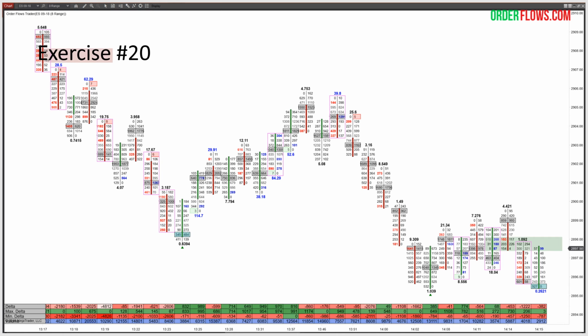Alrighty. Right here, this bar. Positive delta, 1174. Min delta, minus 860. Final delta, minus 860. To me, this is a reversal. These numbers are strong enough. 1174 is definitely, I think, a very strong positive delta.